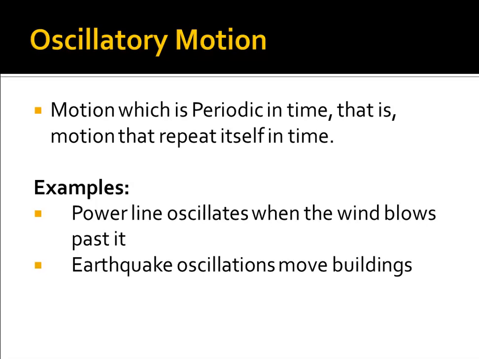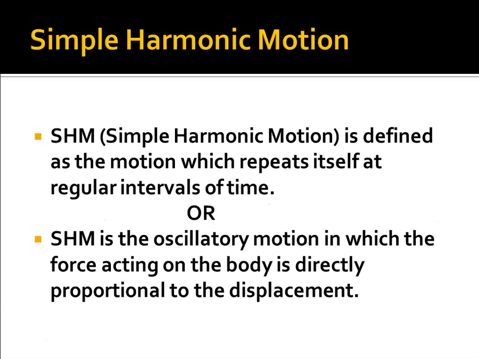I think you would have seen the wall clock in your grandfather's house, or the wall clocks from the ancient days. When you observe those wall clocks, there is a pendulum at the bottom which oscillates with a proper interval of time, that is, one oscillation per second. Other examples of oscillation are power lines oscillating when the wind blows, or an earthquake oscillation moving a building. So what is the definition of simple harmonic motion?